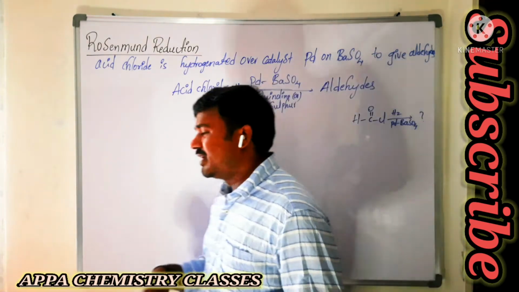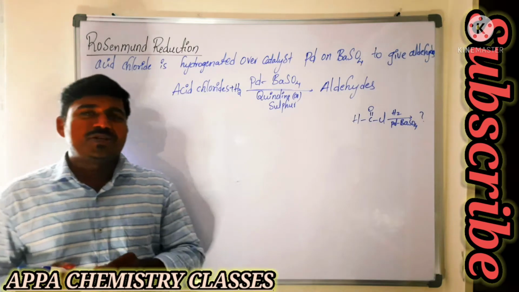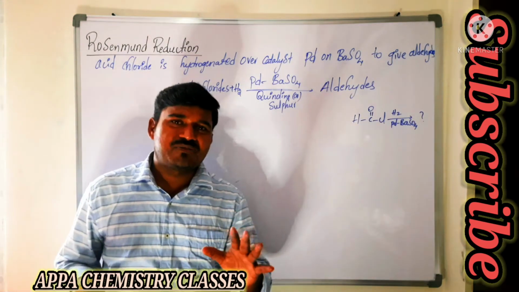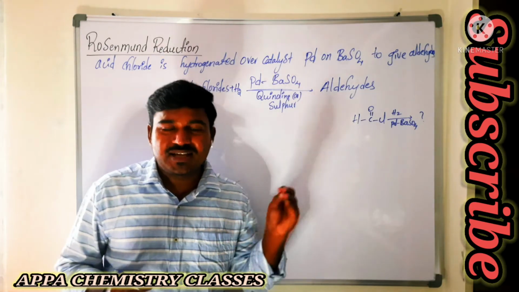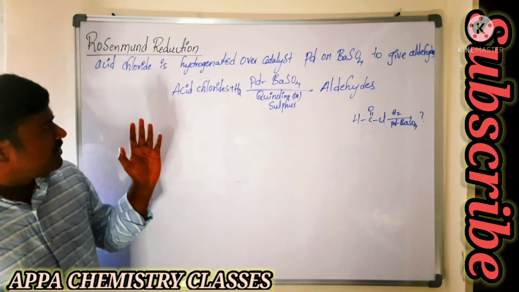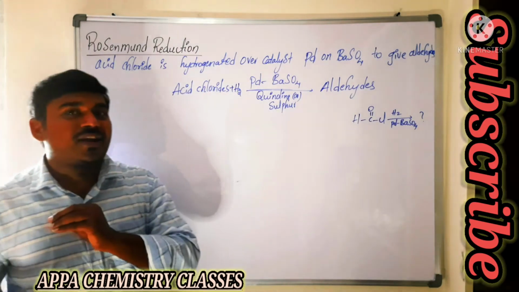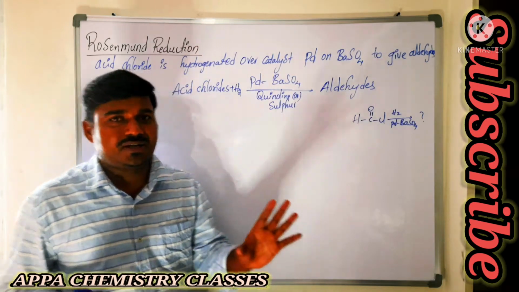That is the Rosenmund reduction. Here the Rosenmund reduction is the reaction which is used only for the preparation of aldehydes. Only aldehydes can be prepared by using this Rosenmund reduction. By using this reaction we cannot prepare formaldehyde. That is the major important concept.